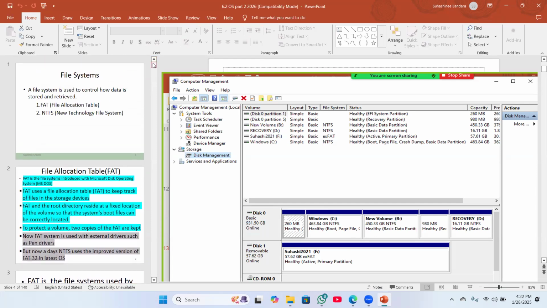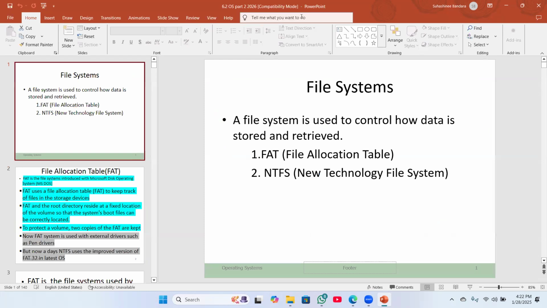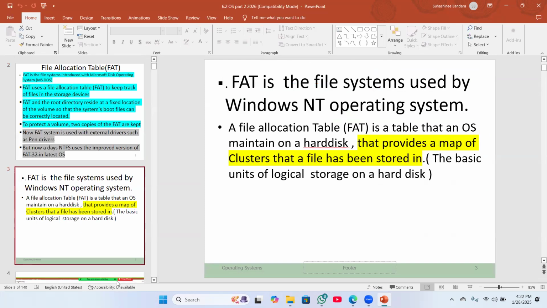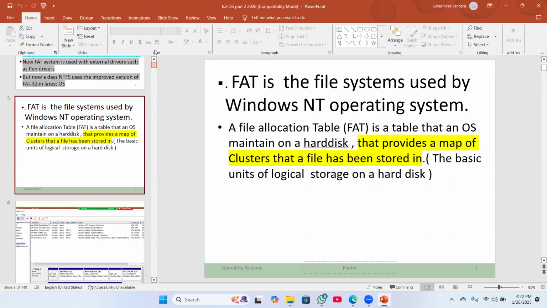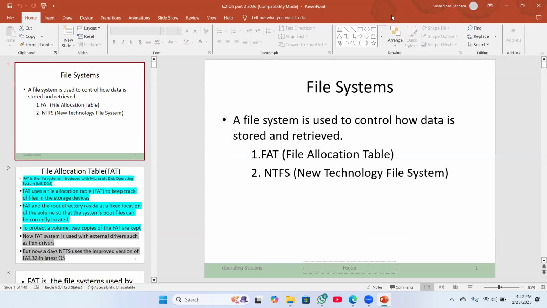Okay, so we'll copy down from here. Then after that we'll move to the NTFS, this one and this, then this one, these three slides. To start copying that.